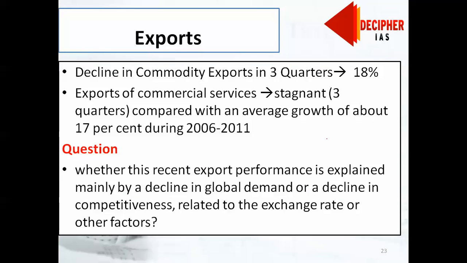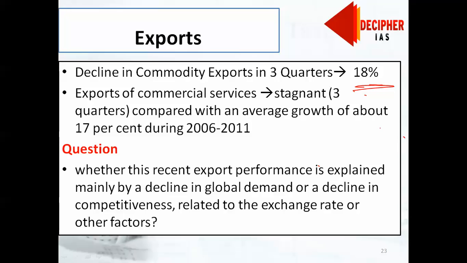Now what we see currently is that there is a decline in the commodity exports in the 3 quarters. That is, there is an 18% decline in the commodity exports, and much of this was due to falling commodity prices. That is, oil prices have fallen, and subsequently many other things like food items or whatever is transportable, the prices of that have fallen. But the decline in non-oil dollar exports and export volume is also there. Not only oil dependent, but also non-oil dependent dollar exports, we have seen a decline.